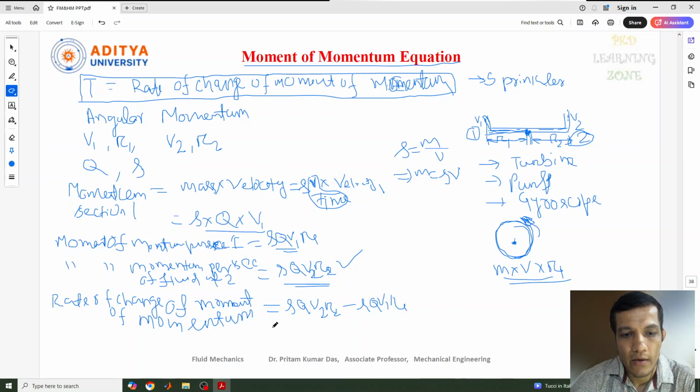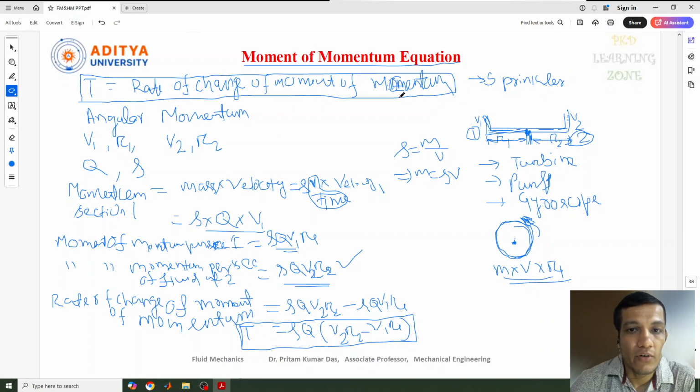We can take rho Q common, because the density of the fluid and the discharge or the rate of flow are constant, you can take them out. So here we can write V2 r2 minus V1 r1. This is nothing but T. As per our definition, T equals the resulting torque equals the rate of change of moment of momentum. So this equation is known as the moment of momentum equation.